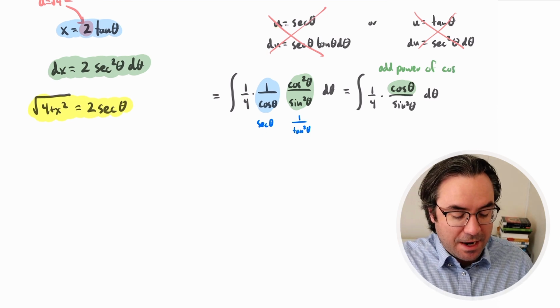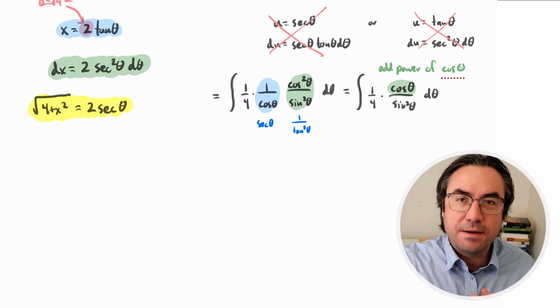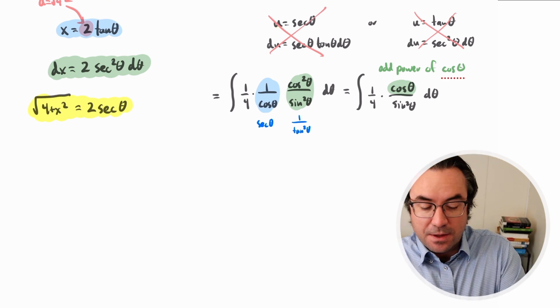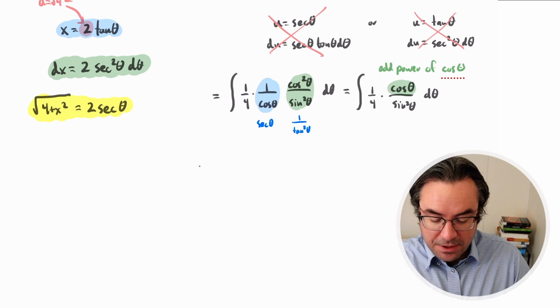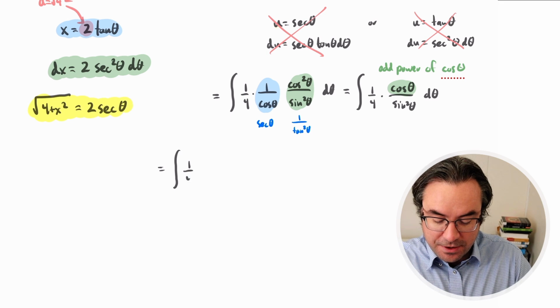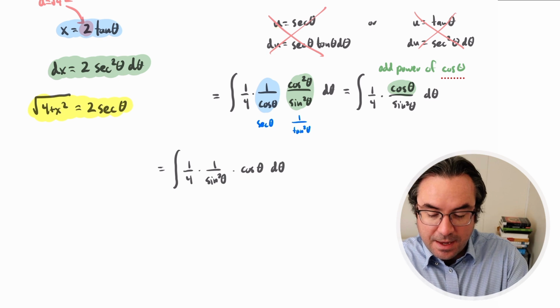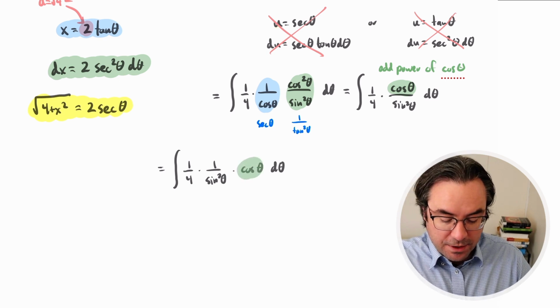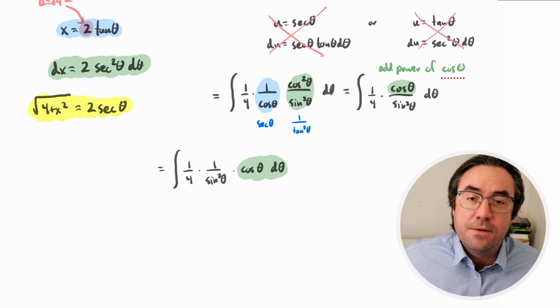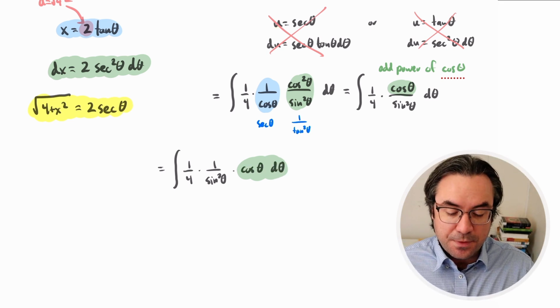So once we have our odd power, we can now go through our regular strategy. We're going to peel off that odd power, put it next to our differential. We've got our 1 over sine squared theta times cosine theta d theta. And again, we're going to save this for a u-substitution.